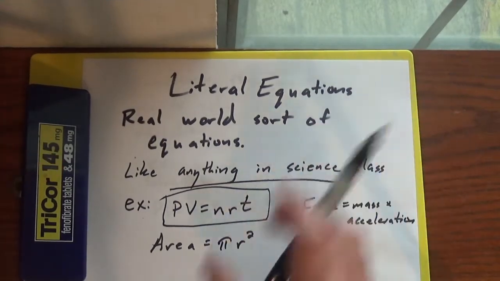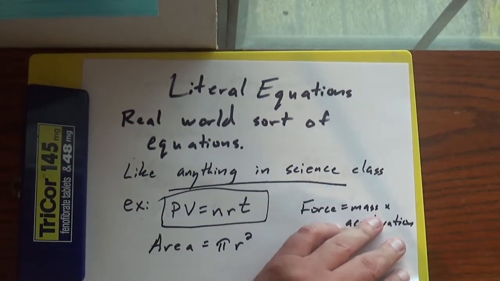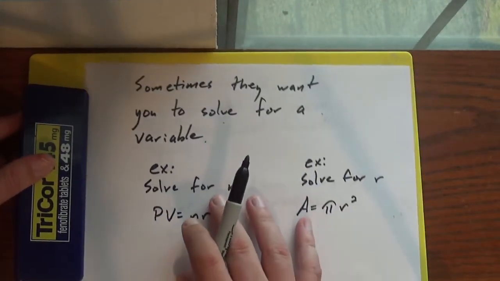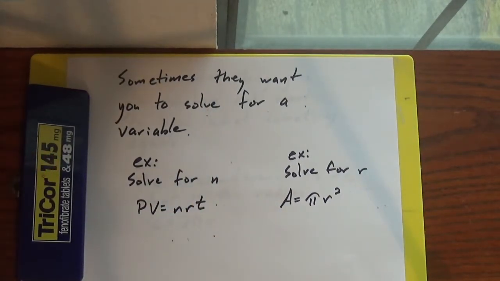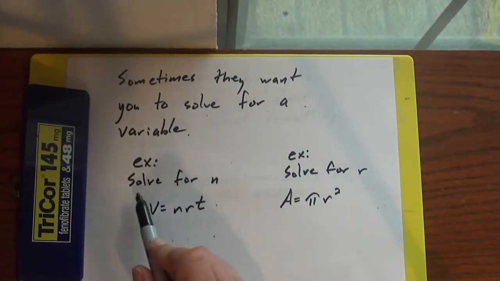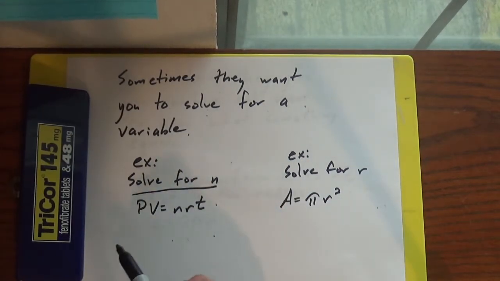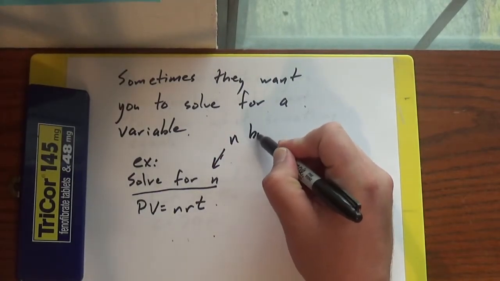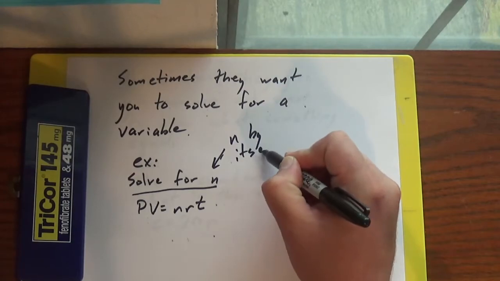So with literal equations, sometimes they actually want you to solve for a variable. Now in this case, it doesn't mean they actually want a number. You don't even need to find a number. So right here, when they say solve for n, that just means n needs to be by itself.